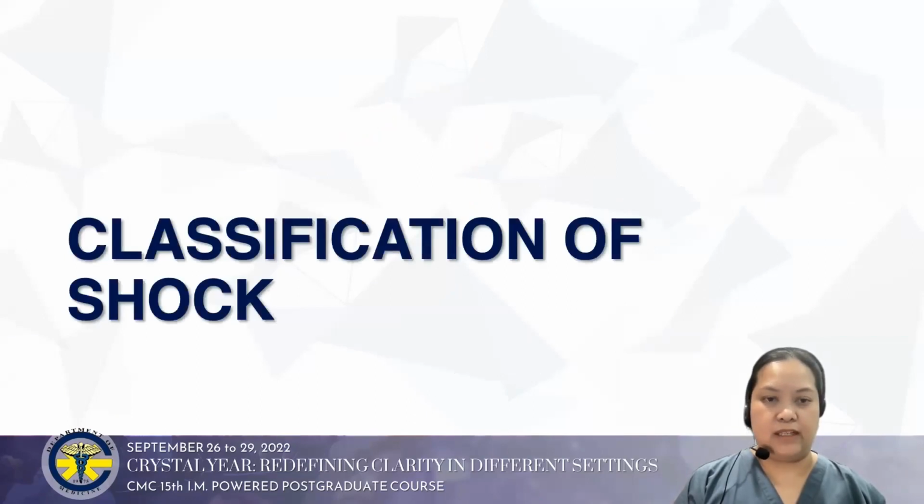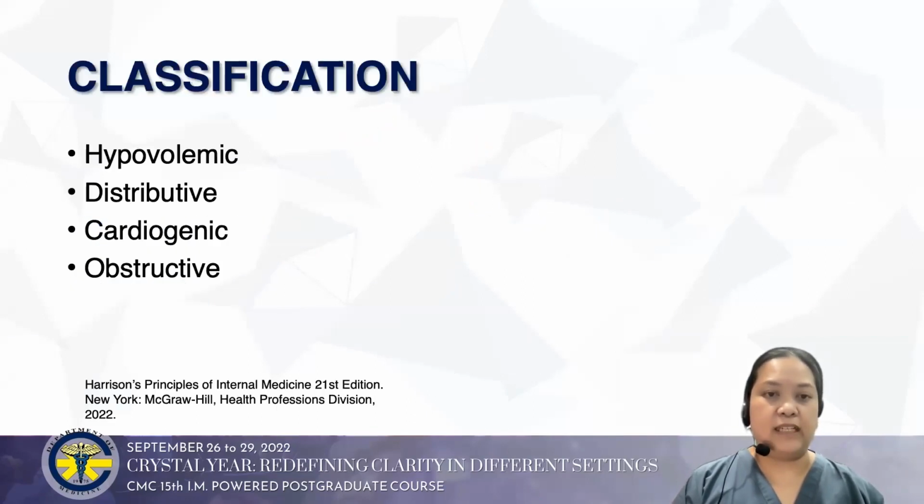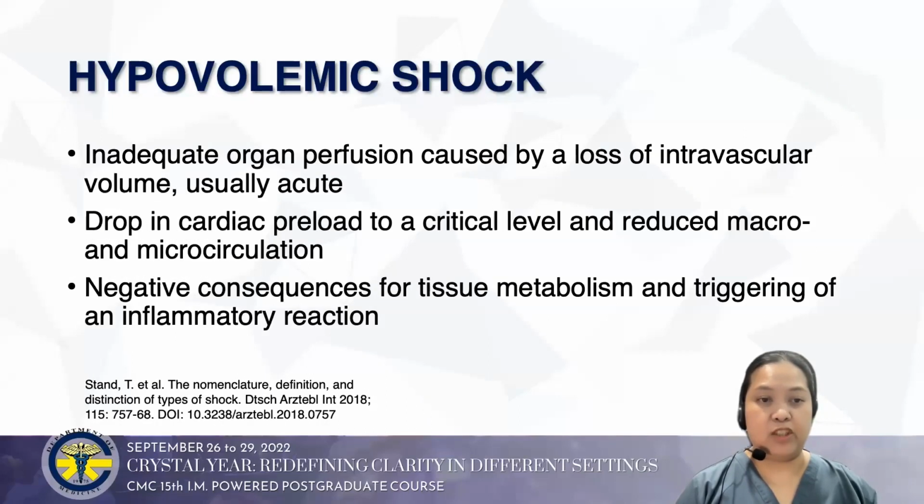Now, let's move on to the classifications of shock. There are four classifications of shock: hypovolemic, distributive, cardiogenic, and obstructive. Let's discuss them one by one. Hypovolemic shock is an inadequate organ perfusion caused by a loss of intravascular volume, which is usually secondary to an acute process. A significant drop in cardiac preload to a critical level will cause reduction in macro and microcirculation, thereby causing negative consequences for tissue metabolism and triggering an inflammatory reaction.